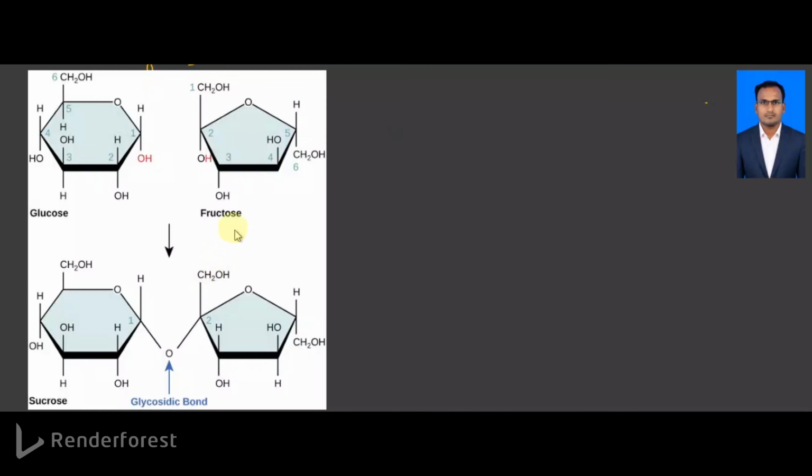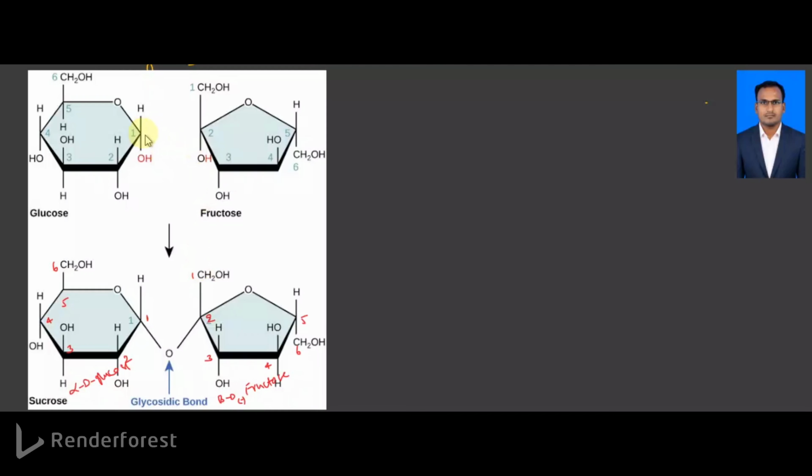It is sucrose. Let's see the carbon atoms: C1, C2, C3, C4, C5, C6. This is fructose, which means beta D fructose, right? And this is glucose, with C1, C2, C3, C4, C5 and C6. It is alpha D glucose, and this is beta D fructose, right?